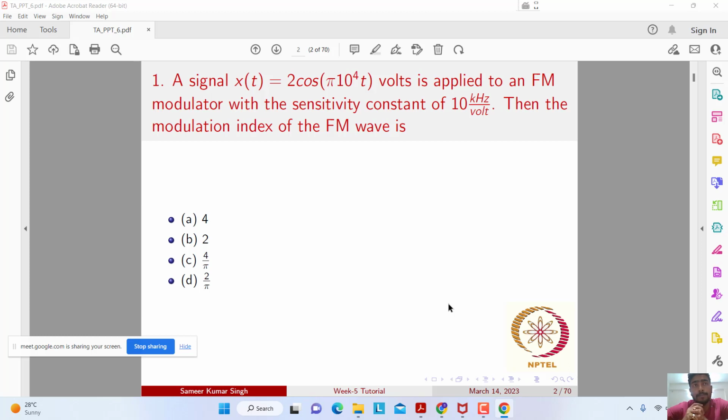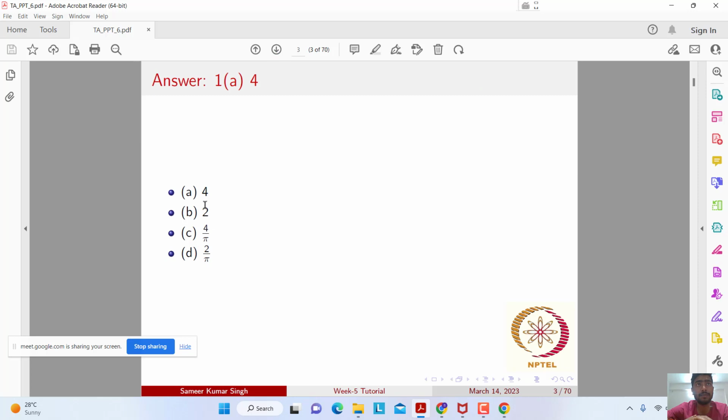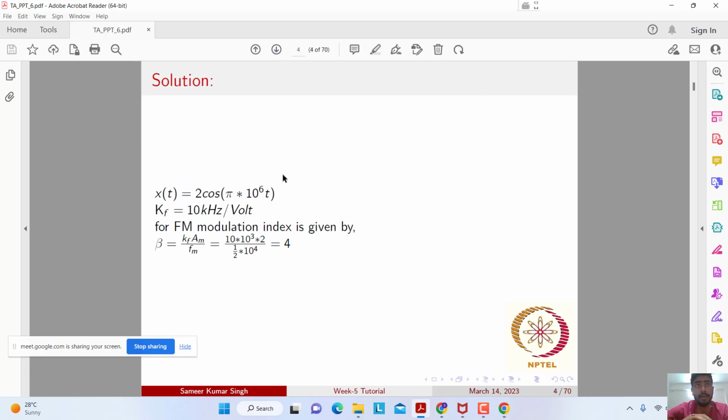Everyone got the answer? We have a kf, Am, and fm. Okay. So we go for the solution. The answer will be part A, that is 4, and this is the explanation.